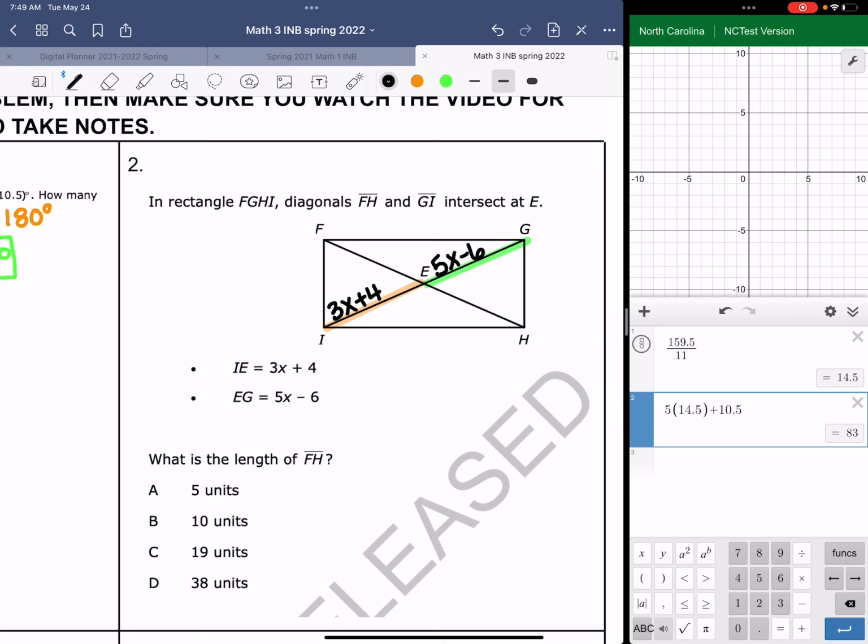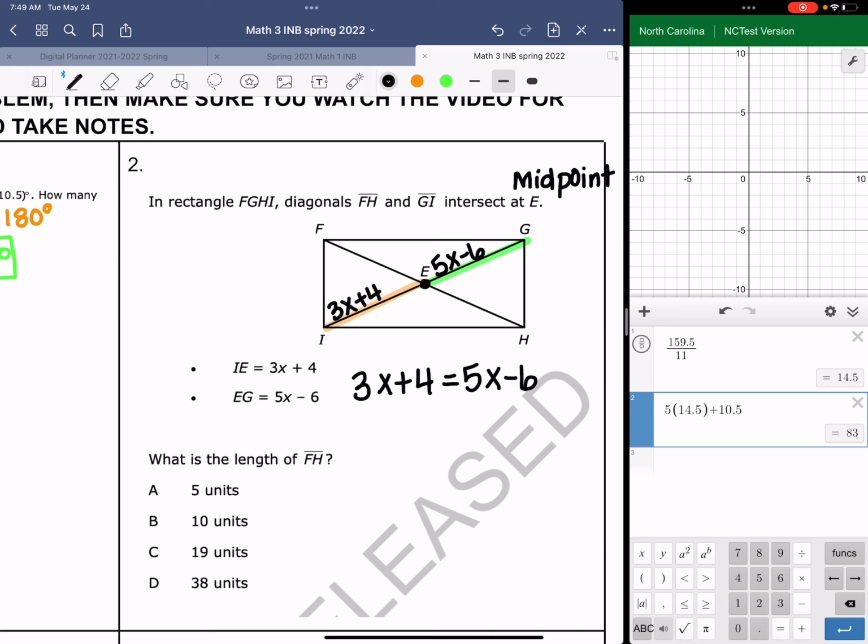So when they intersect, this E right here, E is the midpoint. So when we have a rectangle like that, and we have diagonals, E is the midpoint. So if it's the midpoint, that means that we know that these two are equal, and we can set up the equation.